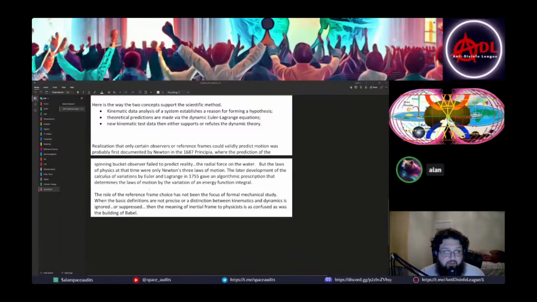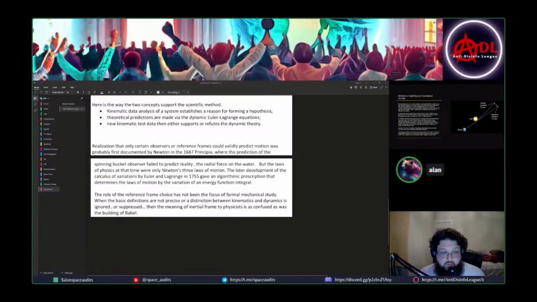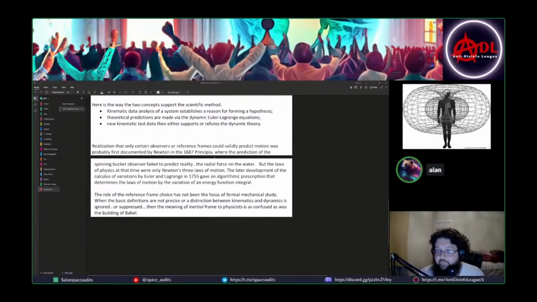Okay, yeah. The role of the reference frame choice has not been the main focus of formal mechanical study. Oh no, hey, you don't say. When basic definitions are not precise, or the distinction between kinematics and dynamics is ignored or suppressed, then the meaning of an inertial frame to physicists is confused, as it was in the building of the Tower of Babel.